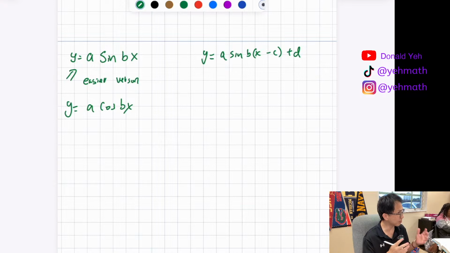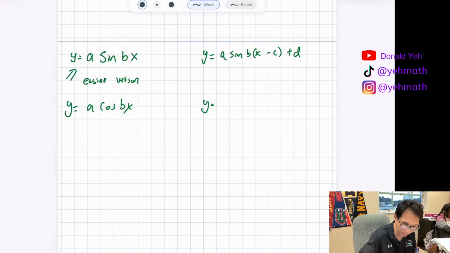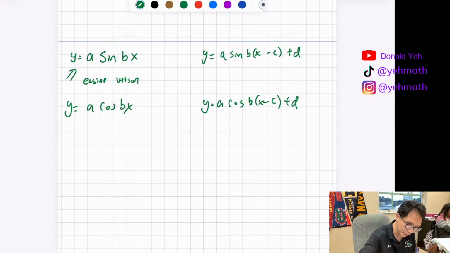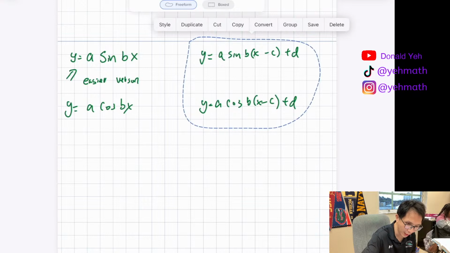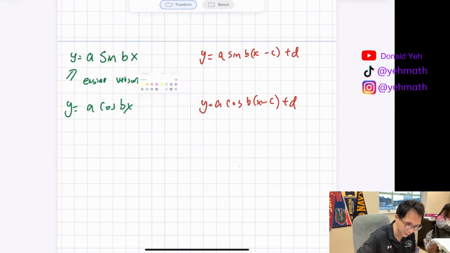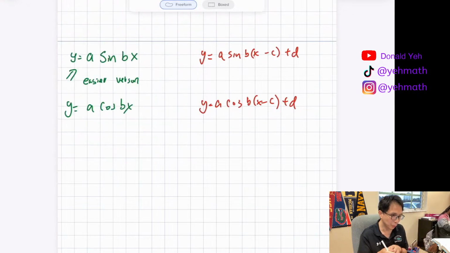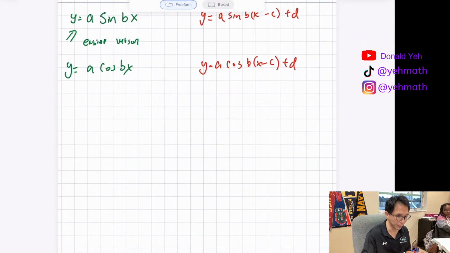They just differ in that one starts at a peak and one starts at a trough. The final version could be a cosine of bx minus c, plus d. This is the final version that has all the different kinds of shifts. We're going to start with the easier version, so hopefully we'll get through the first part today.